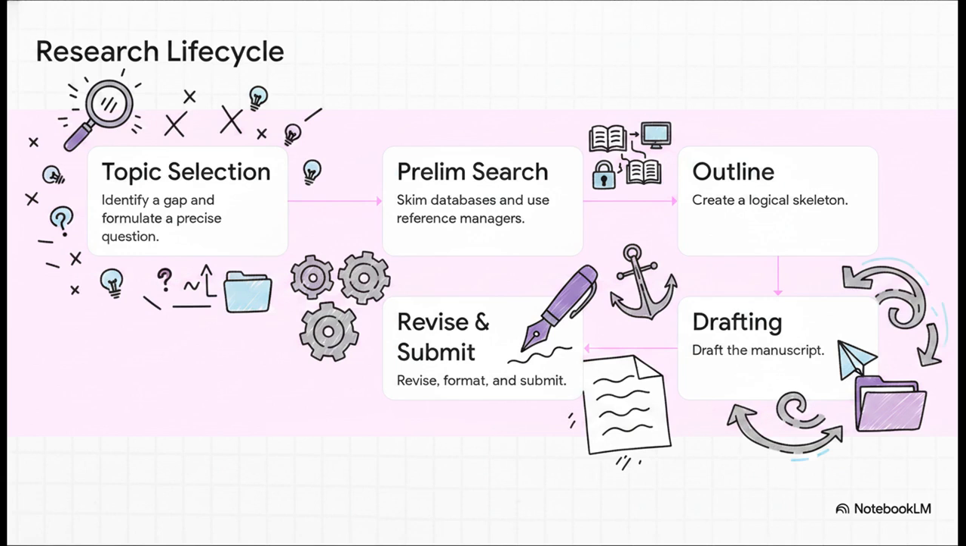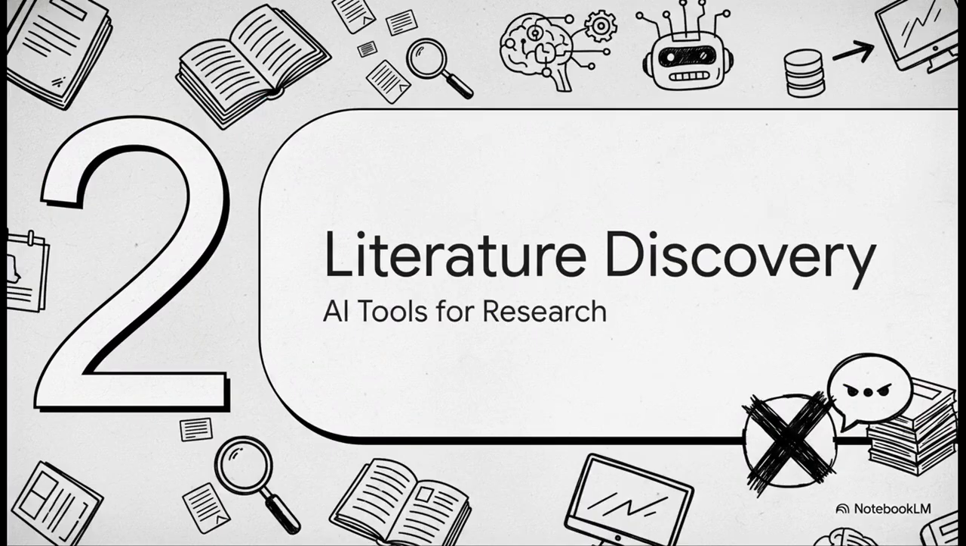Exactly. Then you move to step 3, the outline, where you build a logical skeleton for your argument. Step 4 is drafting, and step 5 is revision and submission. You have to stick to this linear progression. It prevents the classic beginner mistake of just writing pages and pages before you actually know what it is you're trying to argue. That preliminary search phase brings us nicely to Section 2, AI for literature discovery.